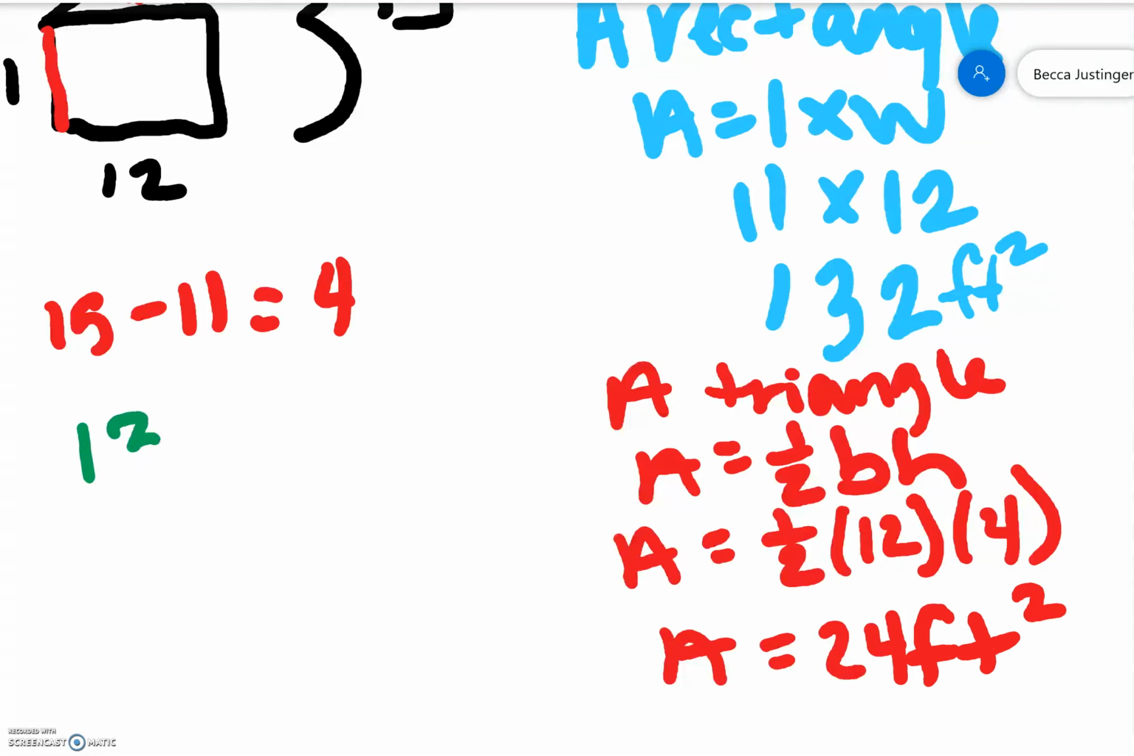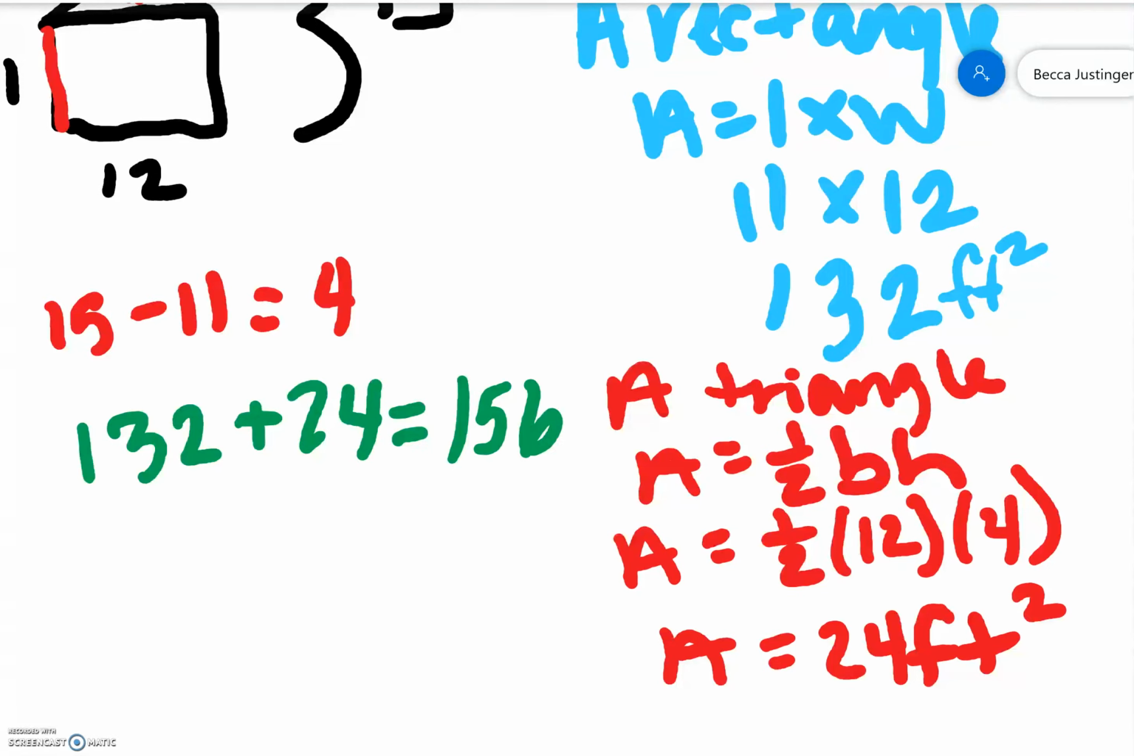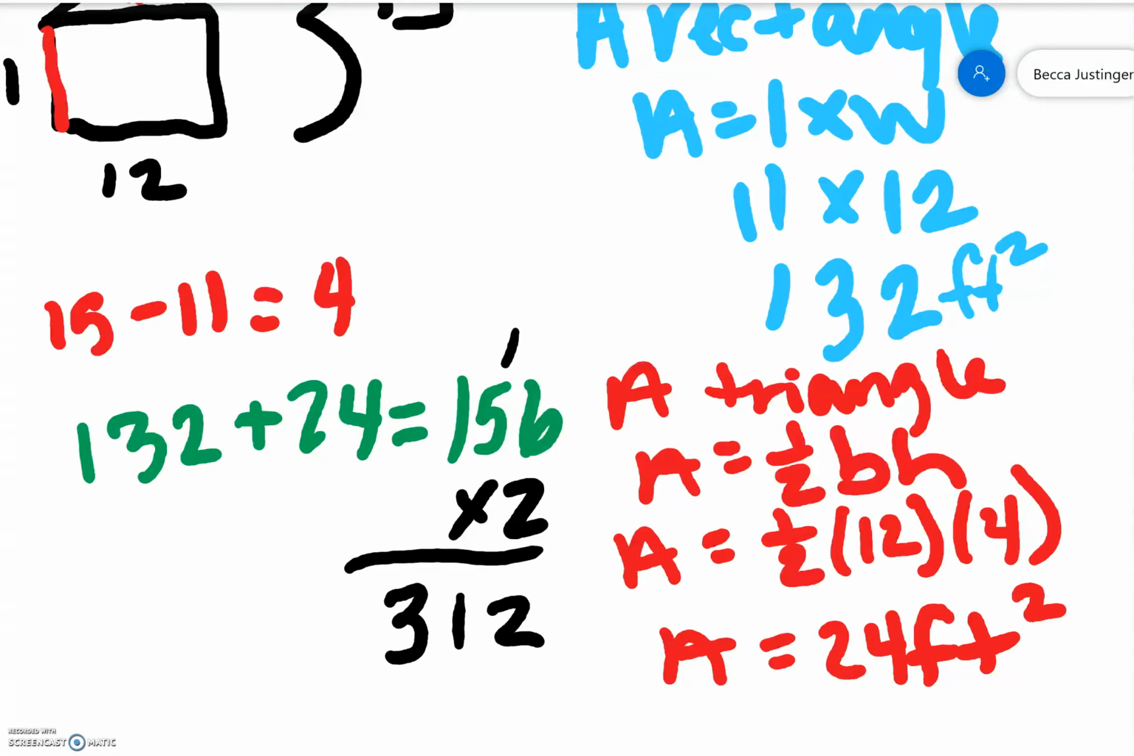So then I add them together, 132 plus 24 gives me 156, but that's just one side. There's 2 of them, the front and the back. So I multiply that by 2, and I get, I think that's 312. 6 times 2 is 12, carry the 1. 5 times 2 is 10, carry the 1. Plus 1 is 11. Yes, okay. 312 feet squared.